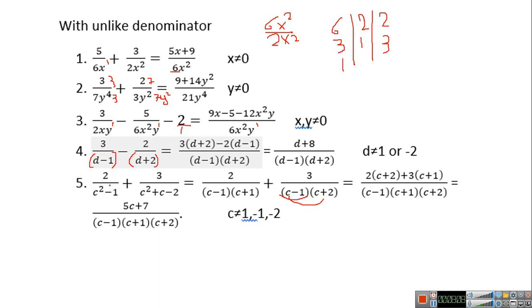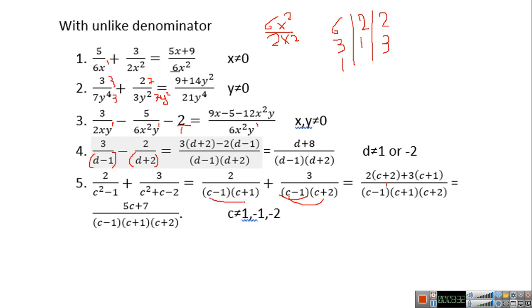Now we're going to do the same denominator. So I'm going to repeat. We factorize this one and we factorize this one. Now I put all factors. I have c minus 1, c minus 1. I put c minus 1 with the highest power. Since here it's 1 and here it's 1, the highest power here is 1. I have c plus 1, I put c plus 1. I have c plus 2, I put c plus 2.